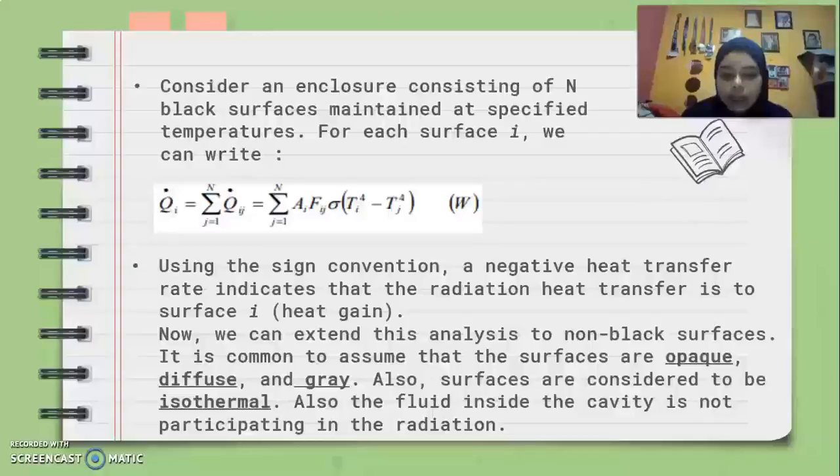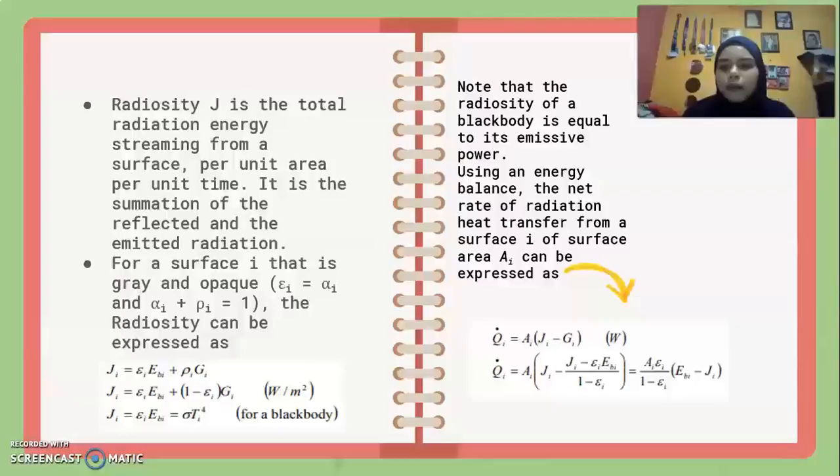Now we can extend this analysis to non-black surfaces. It is common to assume that the surfaces are opaque, diffuse, and gray. Also, surfaces are considered to be isothermal, and the fluid inside the cavity is not participating in the radiation. Radiosity J is the total radiation energy streaming from a surface per unit area per unit time. It is the summation of the reflected and the emitted radiation. For a surface i that is gray and opaque, epsilon i equals alpha i, and alpha i plus rho i equals 1. The radiosity can be expressed as this formula.